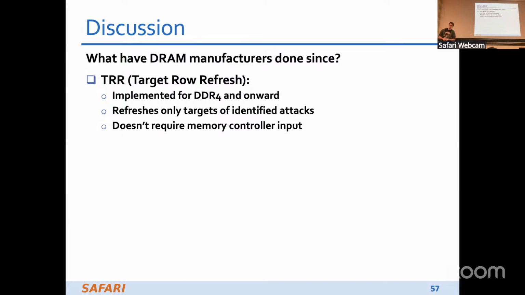However, it has been broken many times since and has been shown to not fully mitigate RowHammer, or in some situations not mitigate it at all. Any further ideas what manufacturers have done?